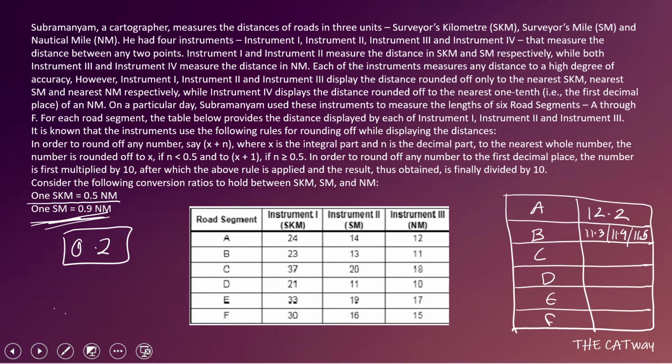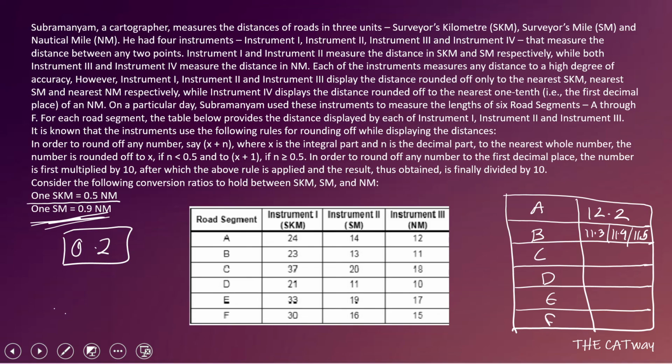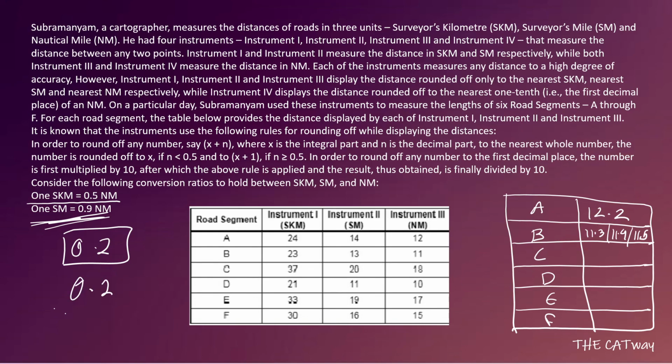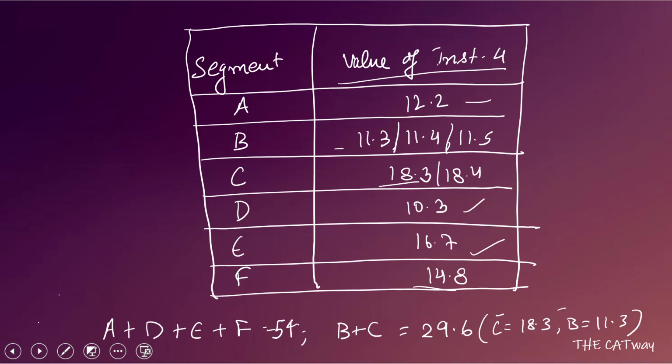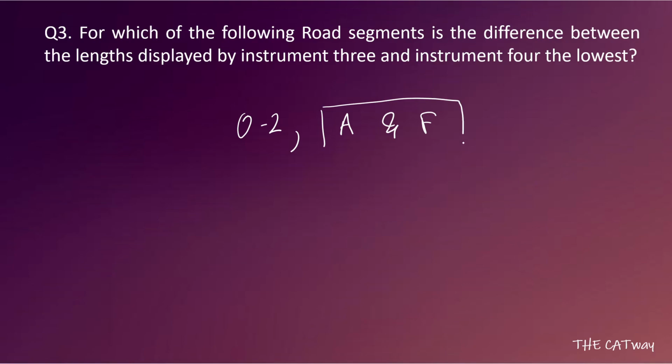For D it is 10.3 here, and it is 10 there, again greater than 0.2, cannot be the least. For E we have 16.7 here, and here we have 17, that is 0.3, no need to count. For F it is 15 here, and here it is 14.8, again 0.2. So that means the minimum difference between the length of the segment measured by instrument 3 and instrument 4 is 0.2, and this is for segment A and segment F. So these will be our answer.